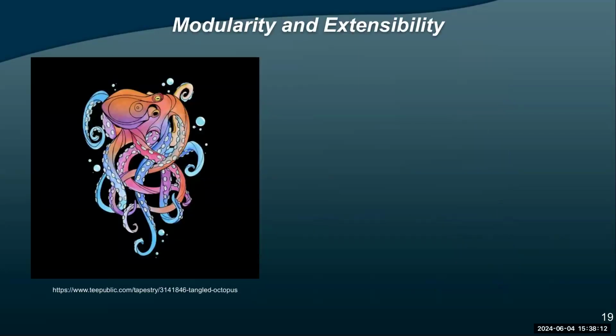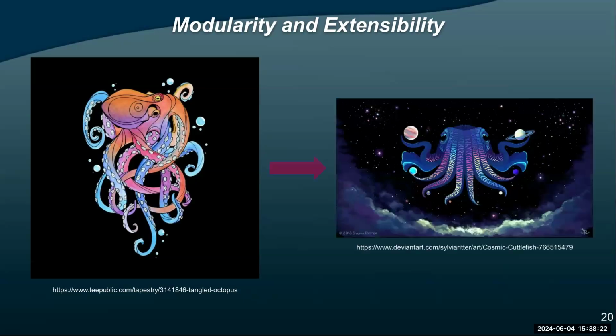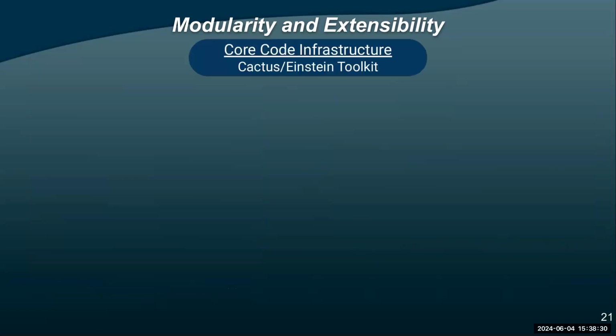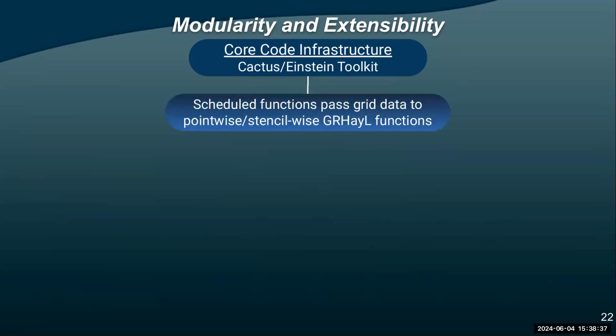So this is the old Illinois GRMHD, this tangled octopus, right? And the goal of GRHayl is to take this confusing mess and make it clean and separate out what all the different pieces are, right? So how we do that is, you have your core code, you have Cactus and the Einstein Toolkit, and you make a thorn, and inside of it you have a scheduled function with a loop. And inside of that loop, you pass the grid data into these pointwise or stencil-wise GRHayl functions.